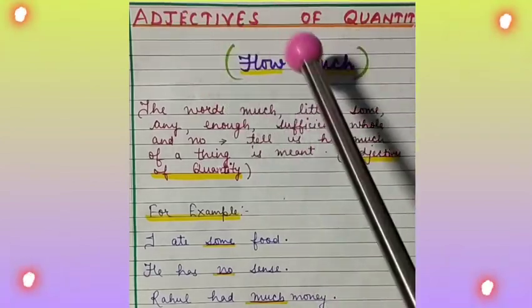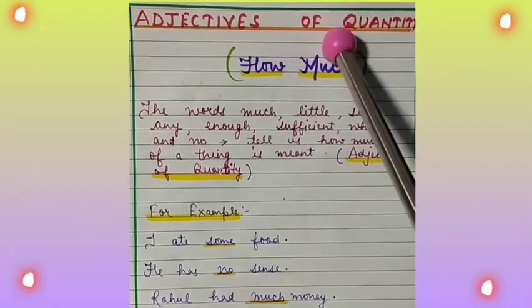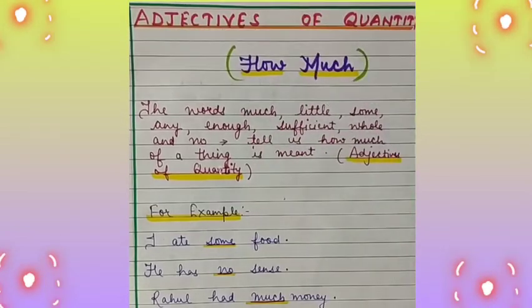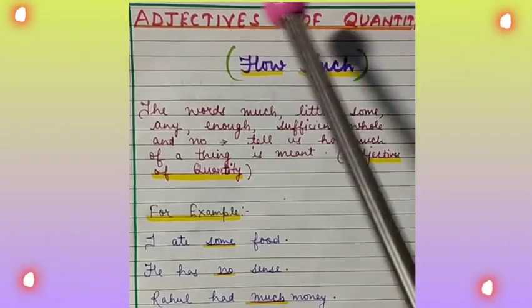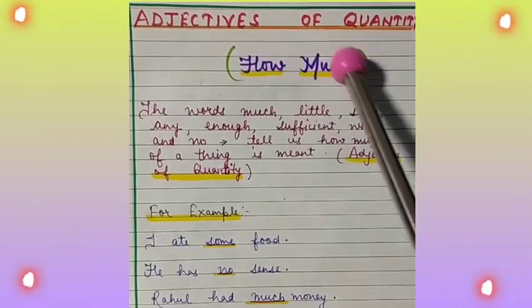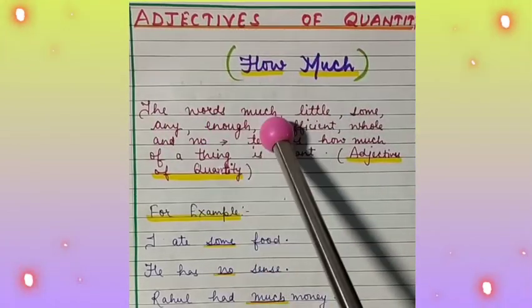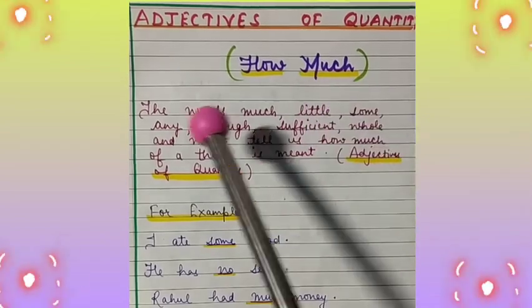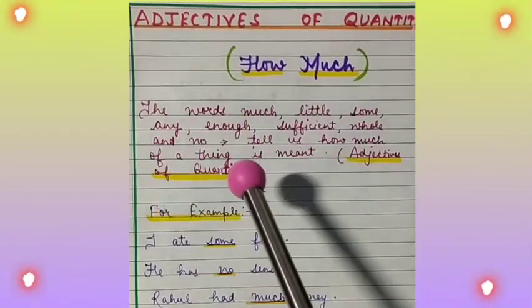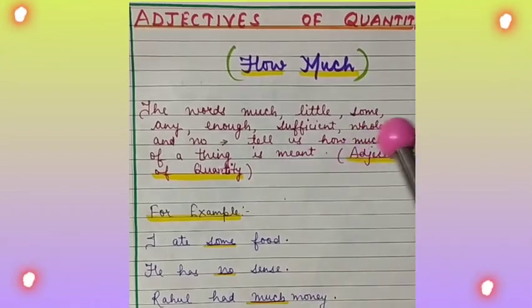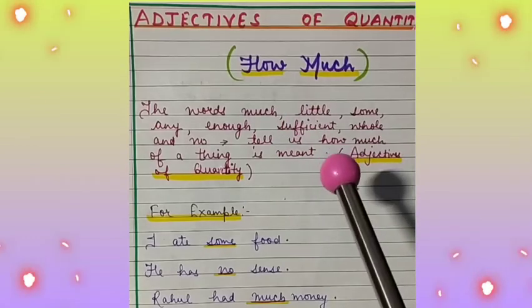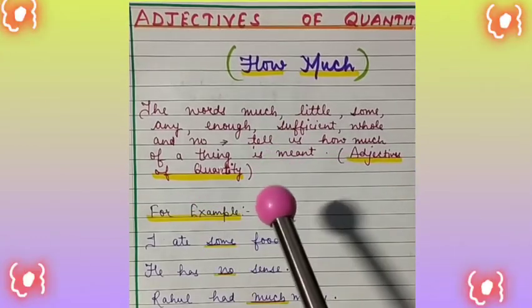Now next kind is adjectives of quantity, or we can say how much is being talked about. It answers the question how much. The words much, little, some, any, enough, sufficient, whole and no. These tell us how much of a thing is meant. So these words are adjectives of quantity.